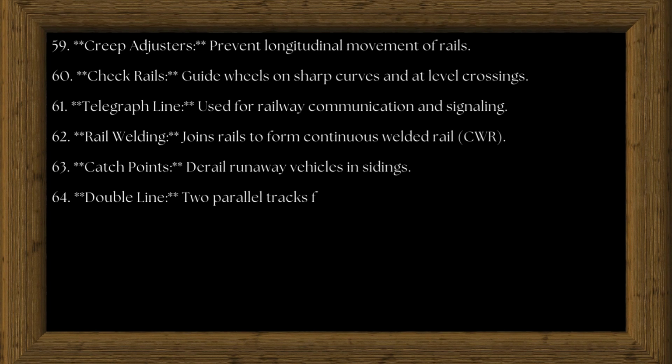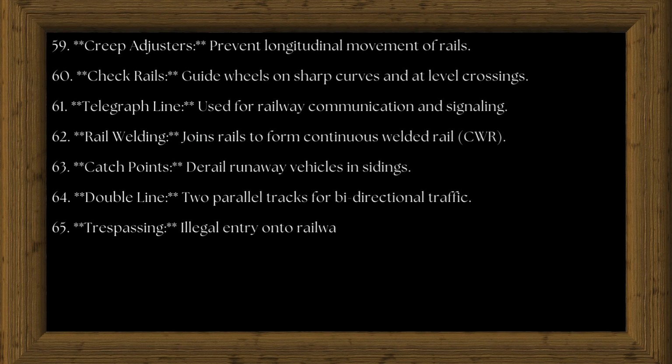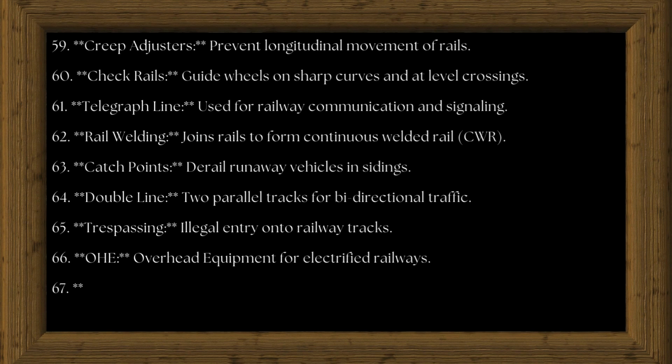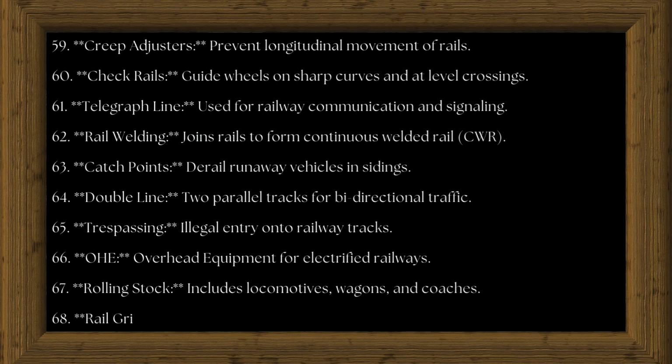Double line: two parallel tracks for bidirectional traffic. Trespassing: illegal entry into railway tracks. OHE: overhead equipment for electrified railways. Rolling stock includes locomotives, wagons and coaches.